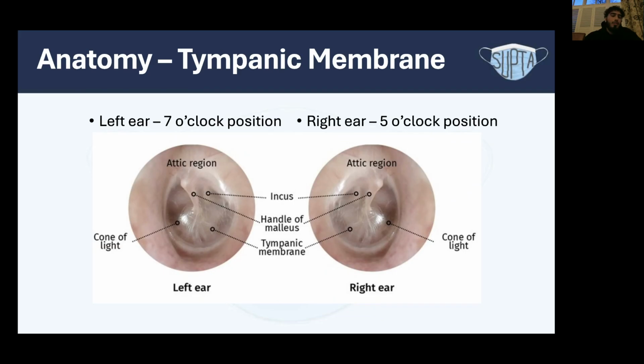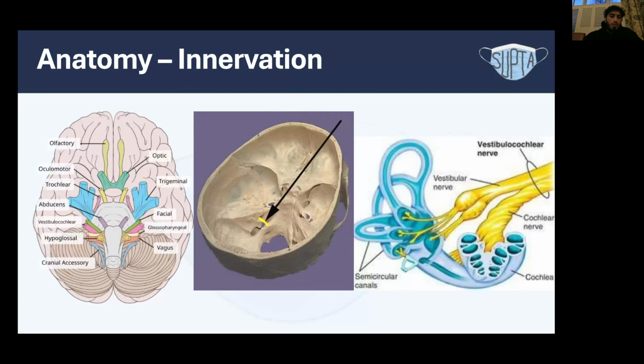In terms of the innervation to the ear, this is done by the vestibulocochlear nerve. We mentioned earlier that the inner ear is split into two main organs: the vestibular apparatus and the cochlear apparatus. So the vestibulocochlear nerve is the eighth cranial nerve, and it consists of two main divisions: the vestibular and the cochlear nerve.